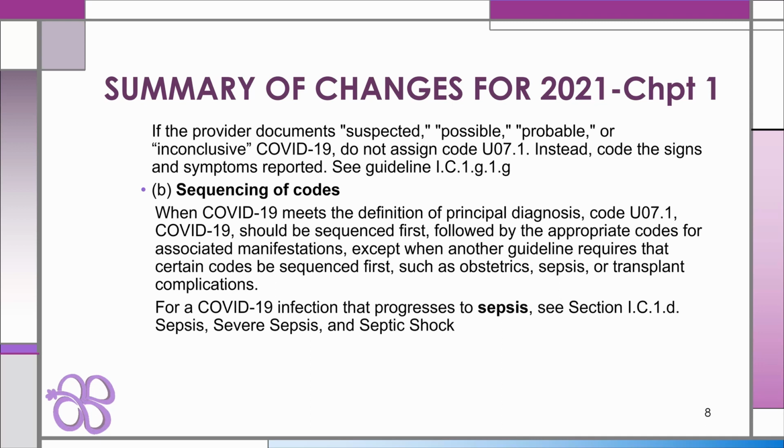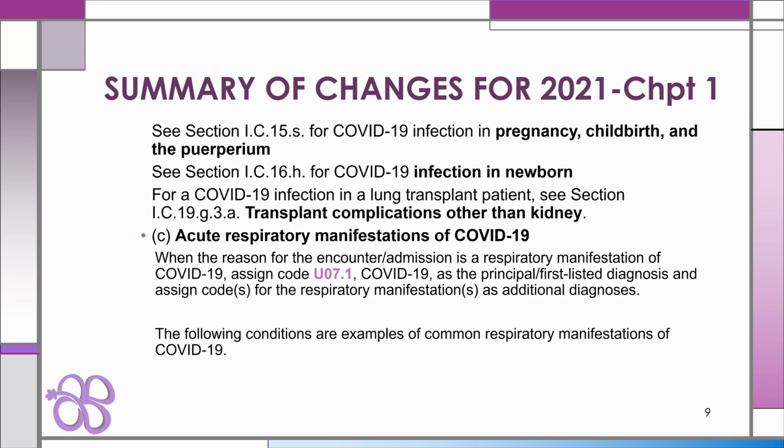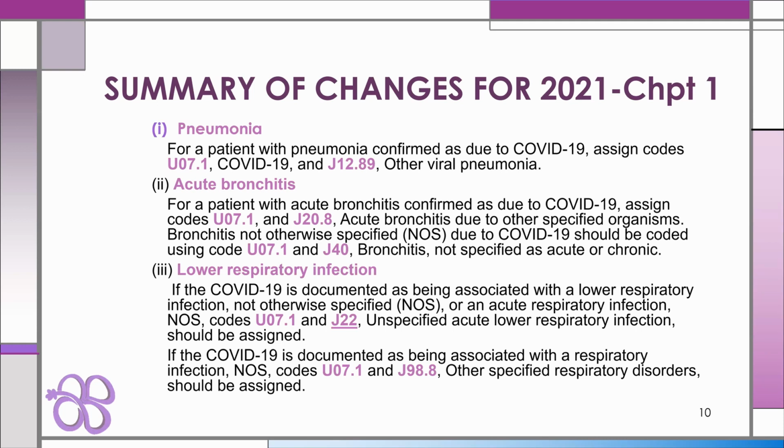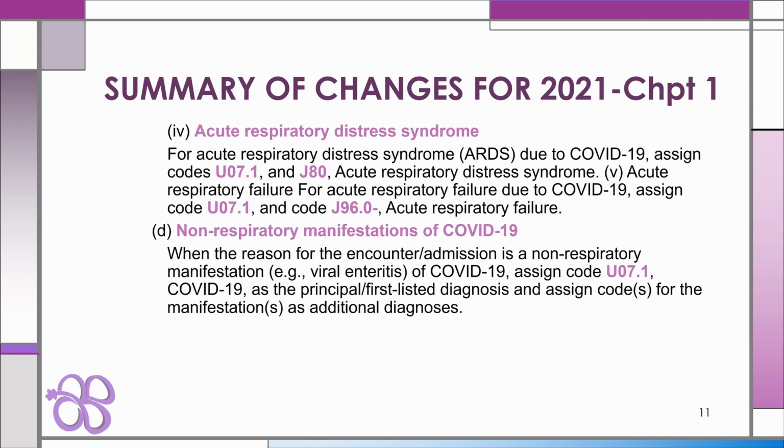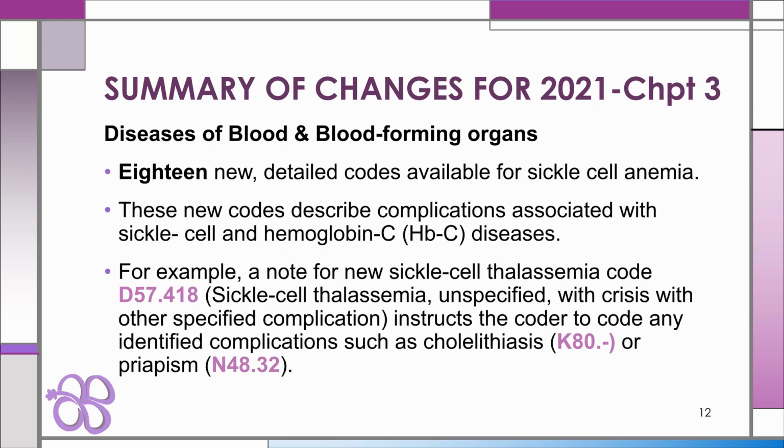There are guidelines for coding sepsis related to COVID. There are guidelines for coding COVID with pregnancy, in newborns, and acute respiratory manifestations, and some of these are pneumonia, bronchitis, lower respiratory infection, acute respiratory distress syndrome, and non-respiratory manifestations, and so on and so forth. So read your guidelines to see all the different changes.